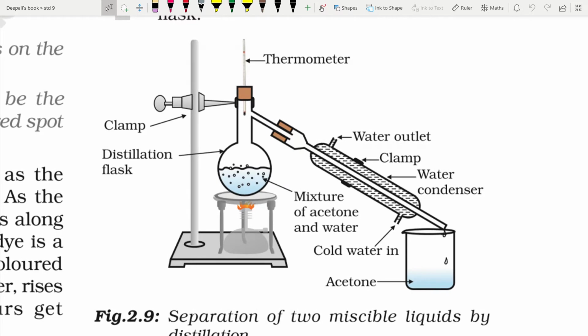Again, this is the stand. Then you have the round bottom flask fixed with a cork and a thermometer. You have a connecting tube which fixes to the condenser.